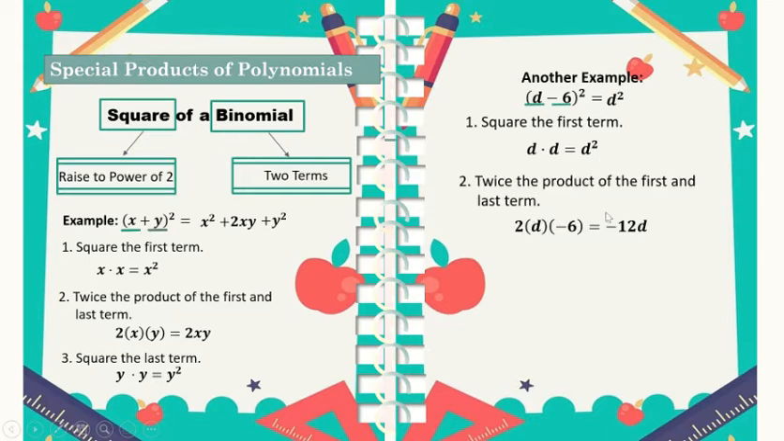Next, twice the product of the first and last term. 2 multiplied by d, then multiplied by negative 6 is equal to negative 12d. Third, square the last term. Negative 6 multiplied by negative 6, negative 6 squared, is equal to positive 36. Now, the answer for the square of binomial d minus 6 squared is equal to d squared minus 12d plus 36.